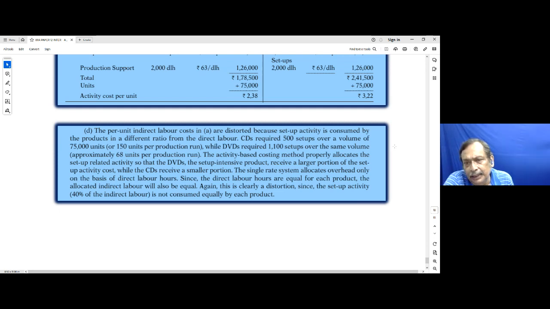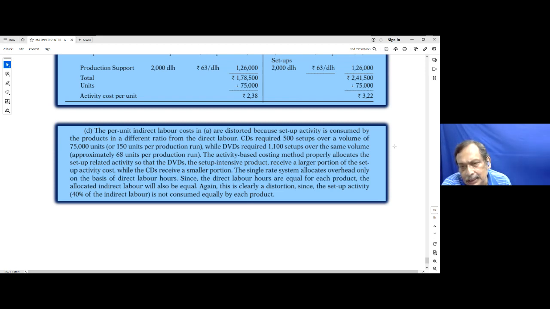CDs required 500 setups over a volume of 75,000 units, or 150 units per production run, while DVDs required 1,100 setups over the same volume, approximately 68 units per production run. The activity-based costing method properly allocates the setup-related activities so that DVDs, the setup-intensive product, received a larger proportion of the setup activity cost, while the CDs received the smaller portion.